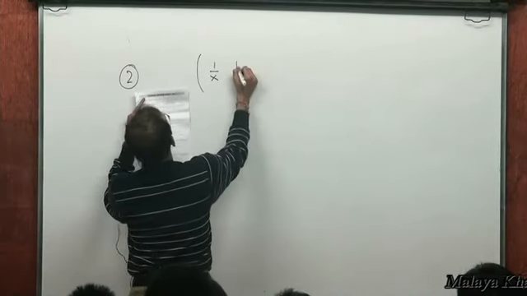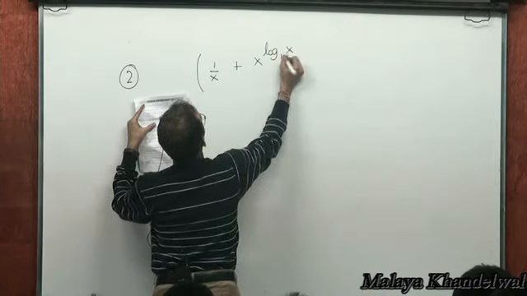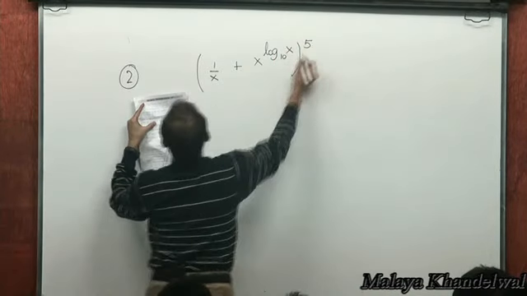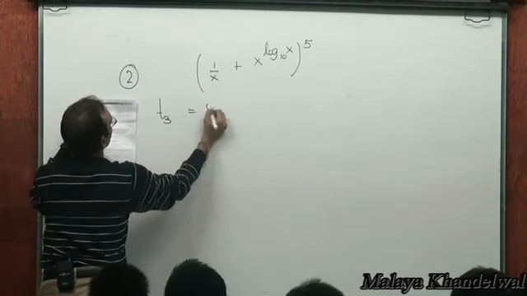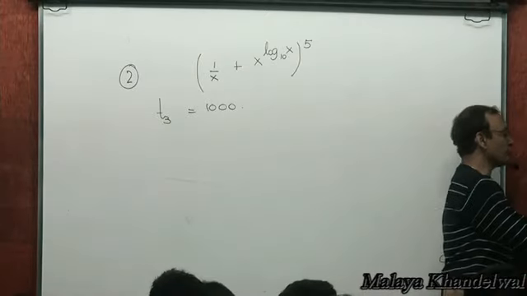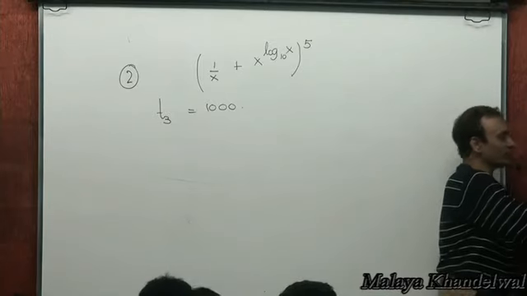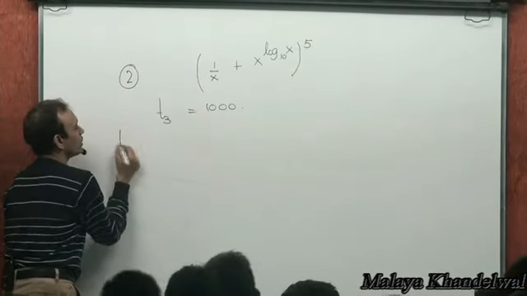So we have an expression of this kind, whole to power 5, and they say that the third term here is 1000. We want to be able to find x such that the third term is 1000. A third term means what?